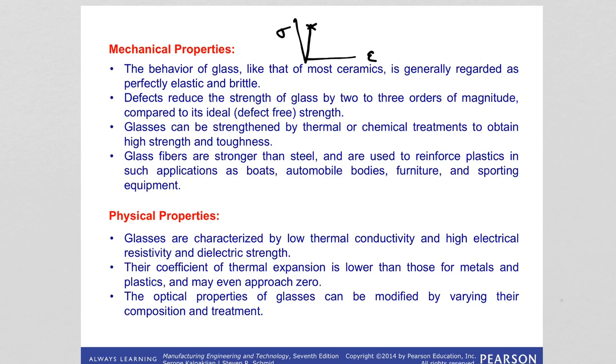Even the glass fibers are stronger than steel and they can be used in composites to reinforce plastics. So they can be used in applications such as boats, automobile bodies, furniture, and sports equipment. So, of course, people are looking at ways to enhance the strength of the glasses, meaning make them less brittle, okay?